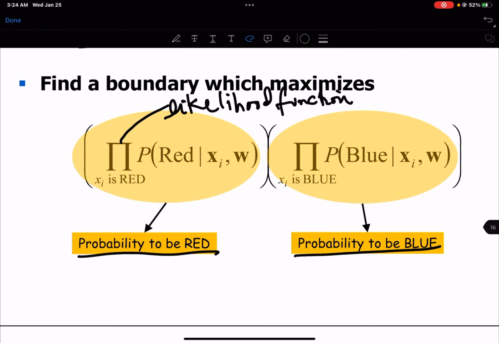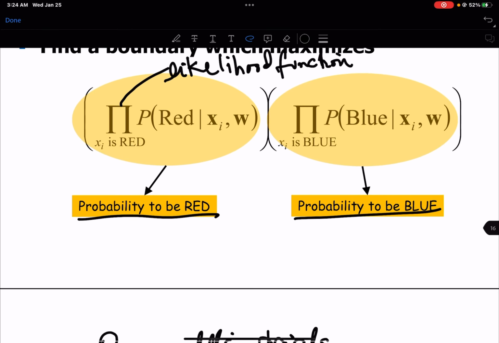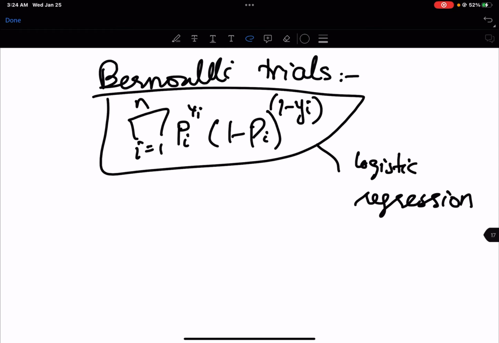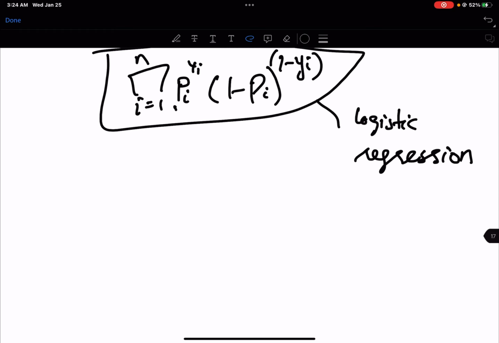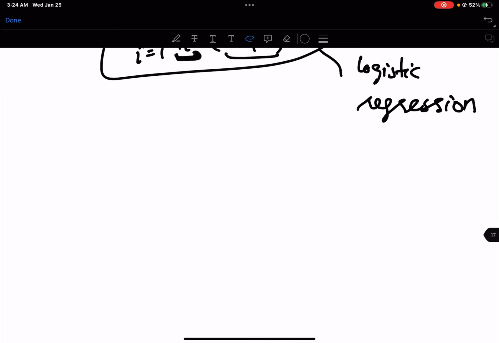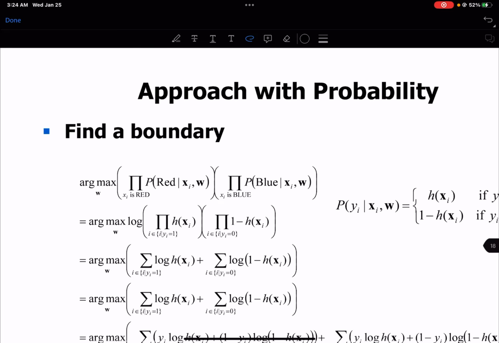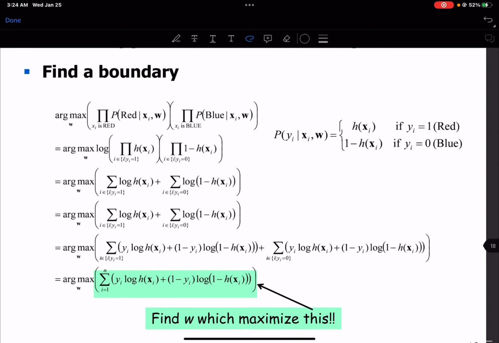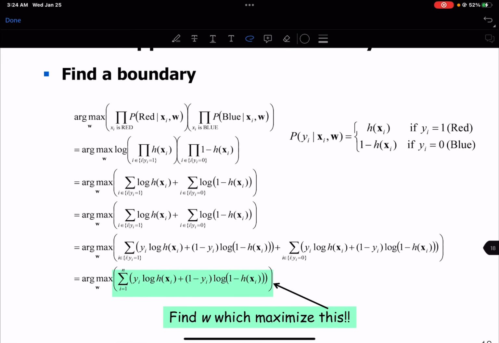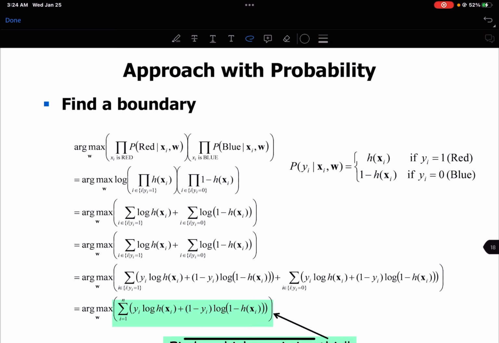Using the probability of being red and the probability of being blue, either a point can be blue or it can be red. And we have y_i and 1 minus y_i as the exponents in the Bernoulli trials. We can represent this in this format.